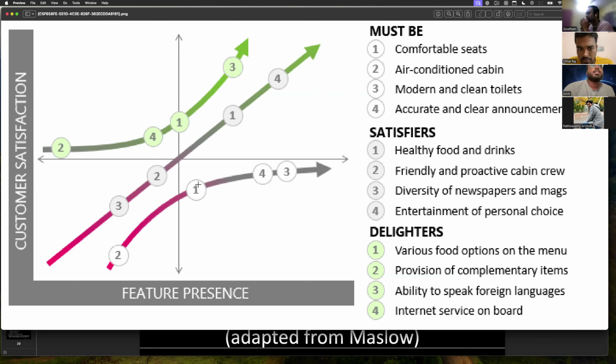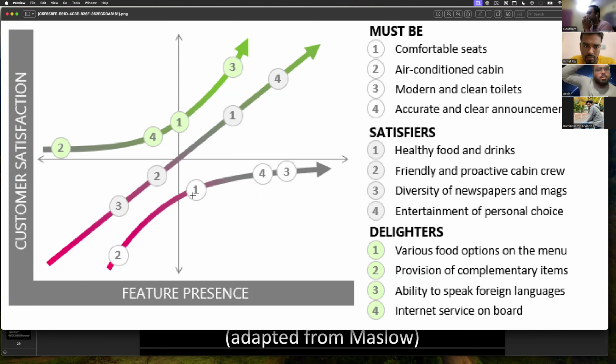Guys, sorry, the example is not a restaurant. It is a flight. Okay, air condition in a flight for customers.